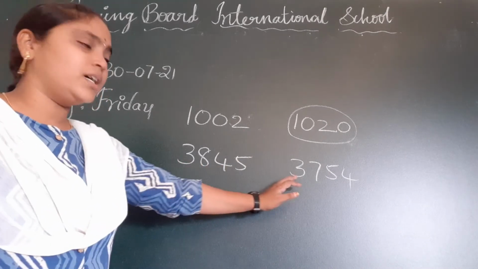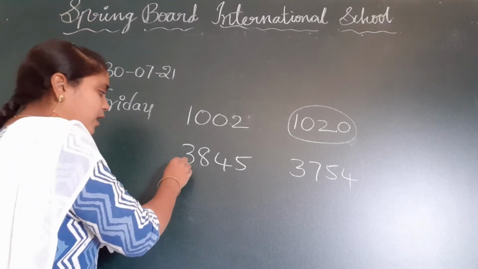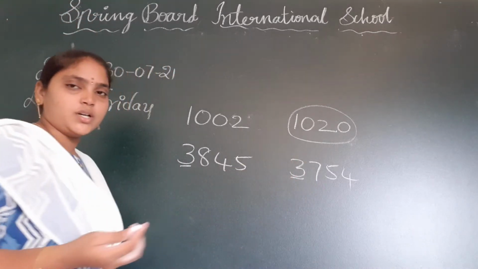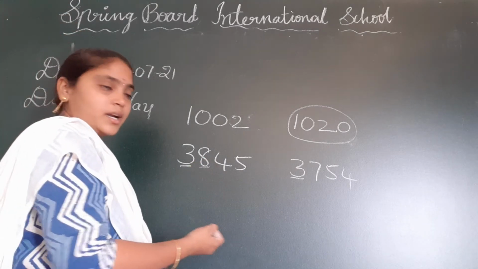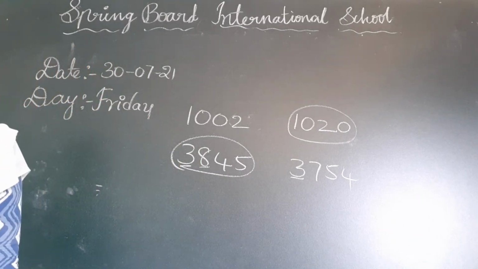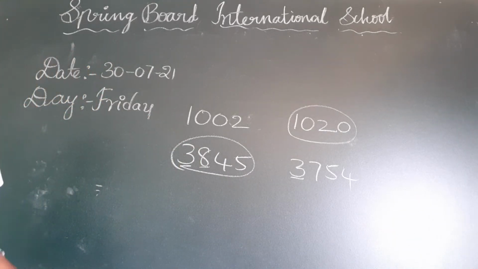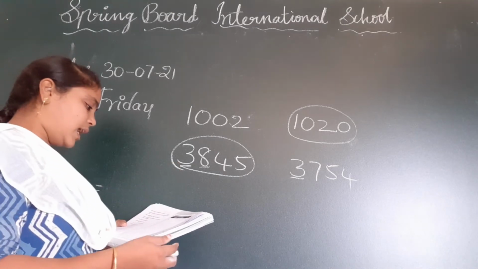3845 is greater or 3745 is greater? Here 3000, here 3000. So check hundreds. How many hundreds are there? 800 and 700. So this is the greater number. So circle 3845.